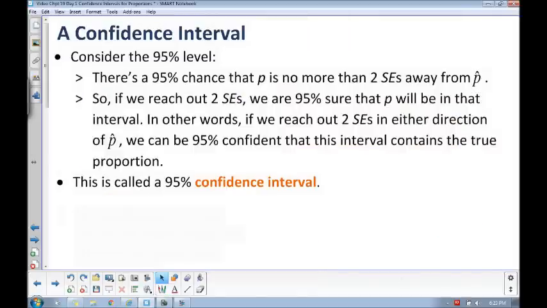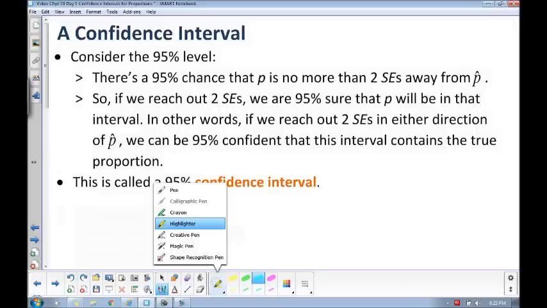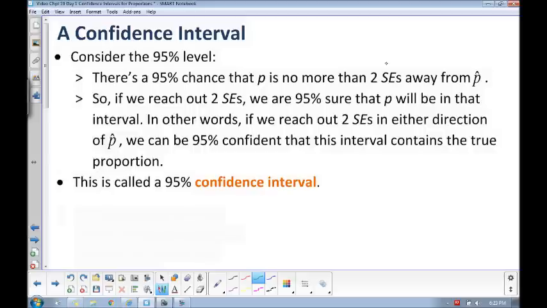So let's think about what a confidence interval means. If we take the 95% confidence level, and this is our standard, it says that there's a 95% chance that P is no more than, and please understand this is an approximation, no more than 2 standard deviations from the sample proportion. The true proportion in a 95% confidence level should be no more than about 2 standard deviations away from my sample proportion.